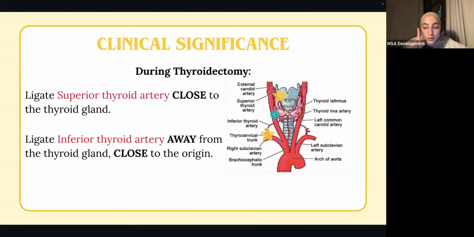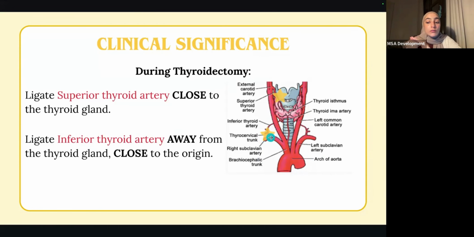This is to prevent damage to what? The external laryngeal nerve, okay? For the inferior thyroid artery, what did we say? It runs with the recurrent laryngeal nerve, and that's a very, very important nerve. To prevent damaging it, they ligate the artery close to the origin, far away from the thyroid gland, okay? And where is the origin? From the thyrocervical trunk. So it's away from the gland.